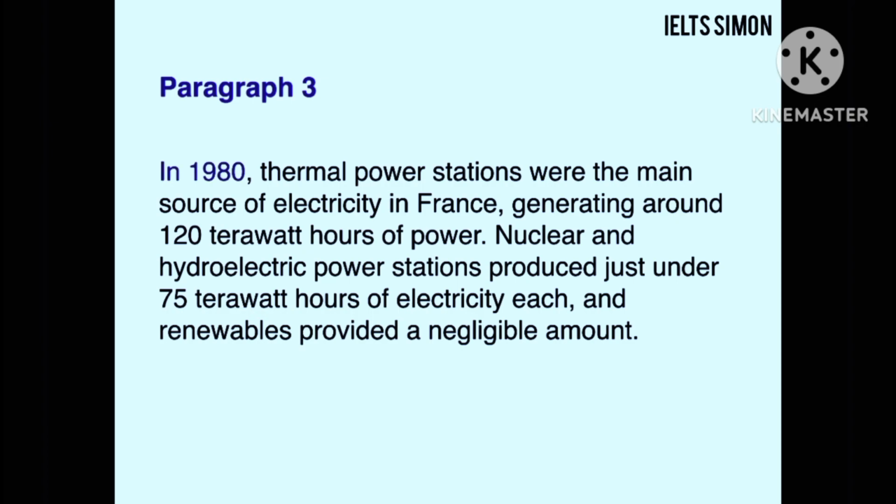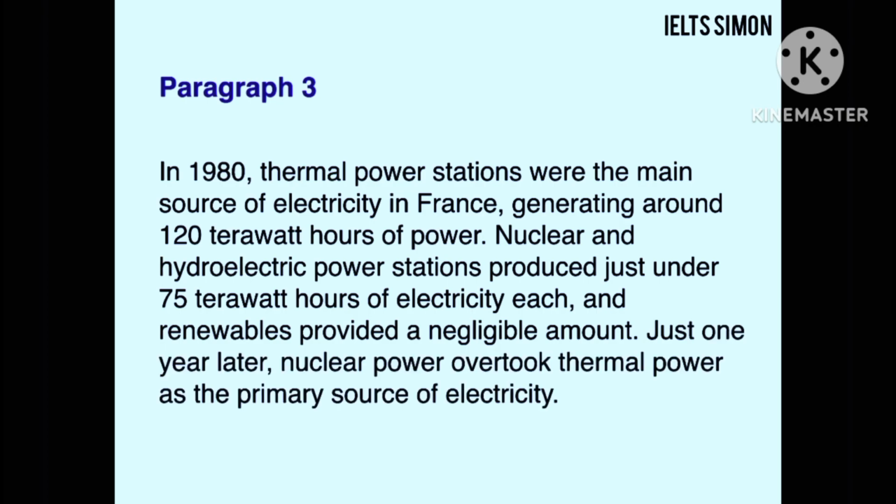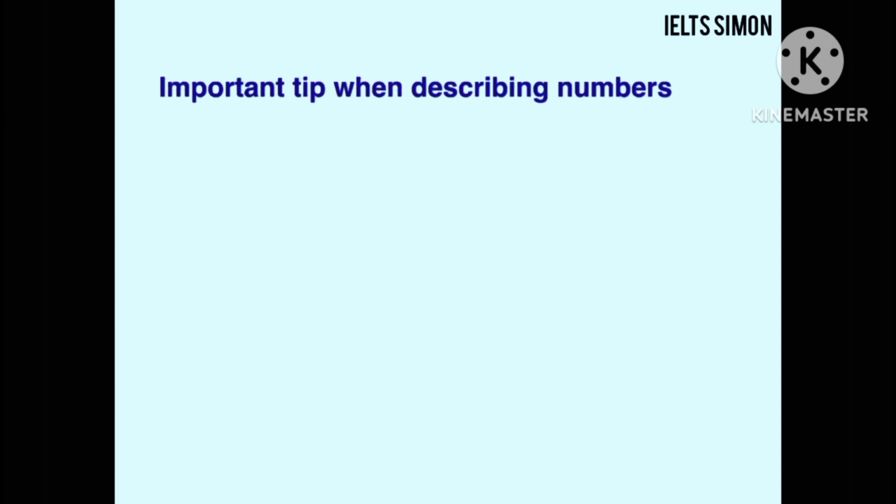So I've taken 1980 and mentioned all 4 sources of power. Now I just want to add one more sentence about the year 1981. Just 1 year later, nuclear power overtook thermal power as the primary source of electricity. Overtook means it went above. That's paragraph 3 finished. Before we continue with paragraph 4, one important tip when describing numbers.